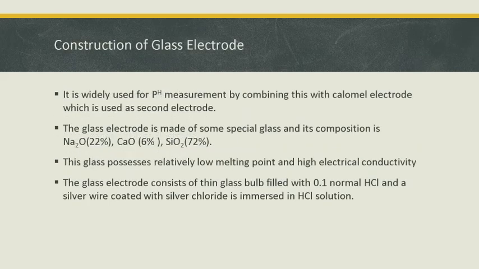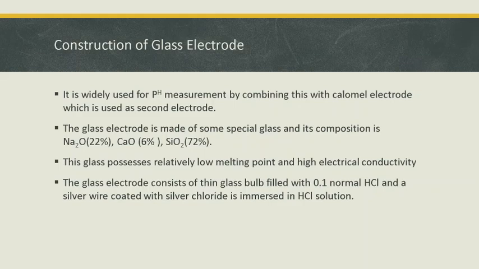Coming to the construction of the glass electrode, normally for determining the pH value of an unknown solution, we have to combine this glass electrode with another electrode, that is the calomel electrode, which acts as a reference electrode. This glass electrode has a special type of glass, and its composition is sodium oxide 22%, calcium oxide 6%, silica 72%. The property of this glass is a low melting point and high electrical conductivity.